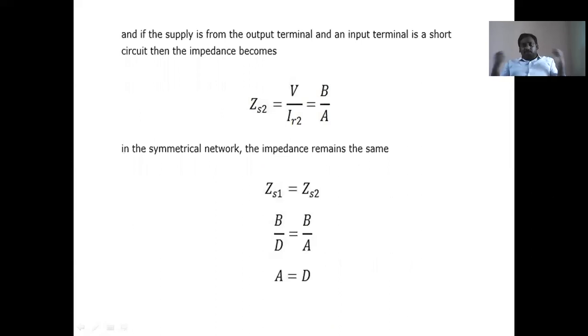By using these parameters, we can analyze the performance of the short transmission line, medium transmission line, and long transmission line. Not only these parameters, but by using the relations between the ABCD parameters, A is equal to D and AD minus BC is equal to 1, we can analyze the performance of transmission lines.